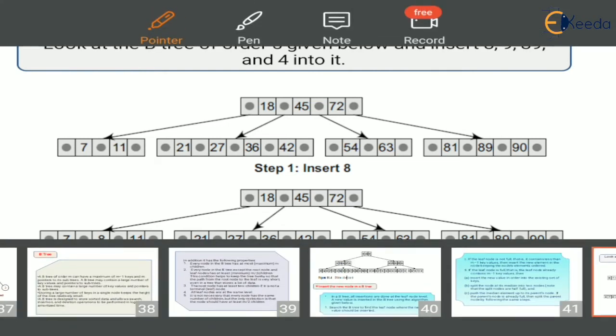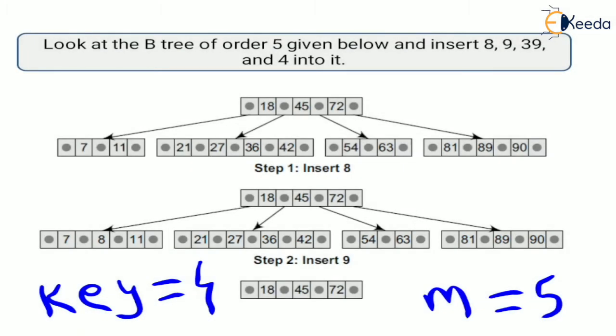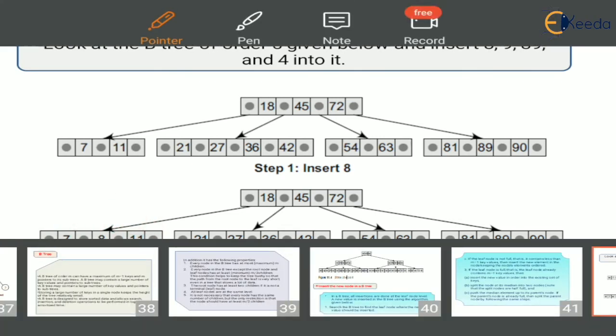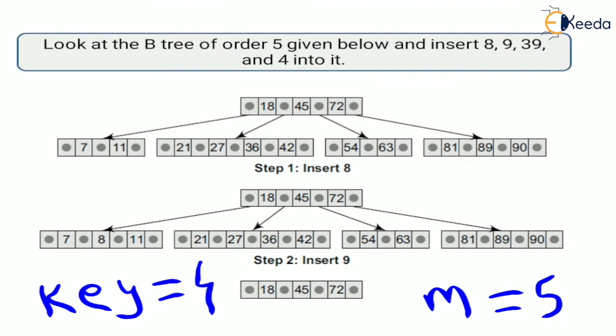To insert 9 inside the B tree, the space is available in the same leaf node. So we can systematically insert 9 in this node. In the next step, in the next slide, we can insert 9 also inside the given B tree.